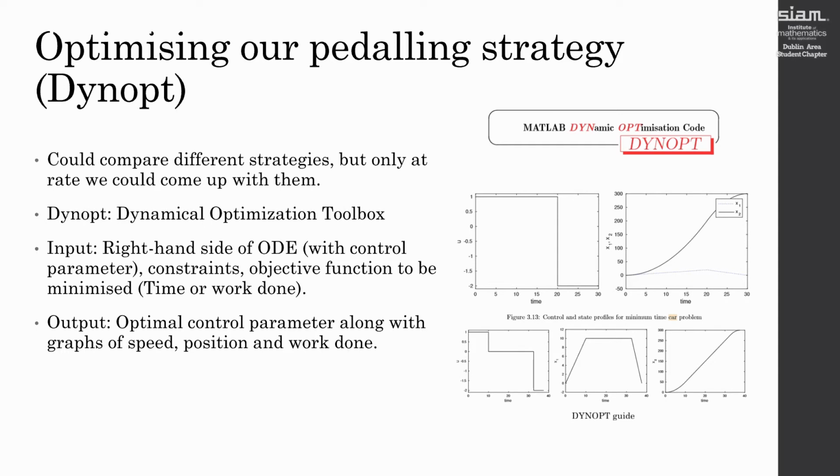which here is the pedaling, some constraints like the centripetal force I talked about earlier, along with an objective function to be minimized, which here will usually use the time or the work done, or some combination of the two. And over a few thousand iterations, it will output an optimal control parameter, along with graphs of speed, position, and work done.